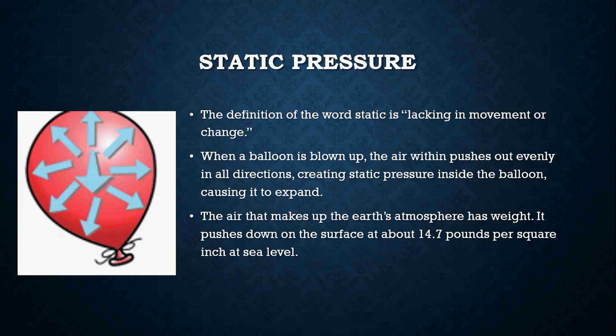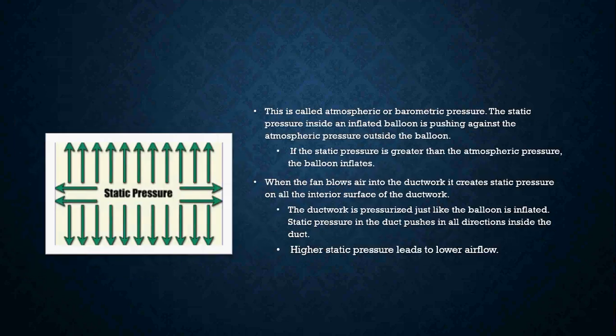The air that makes up the Earth's atmosphere has weight. It pushes down on the surface at about 14.7 pounds per square inch at sea level. This is called atmospheric, or barometric, pressure. The static pressure inside an inflated balloon is pushing against atmospheric pressure outside the balloon. So if the static pressure is greater than the atmospheric pressure, the balloon is going to inflate.